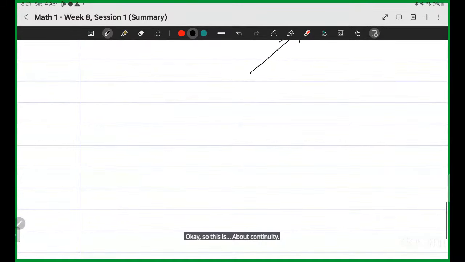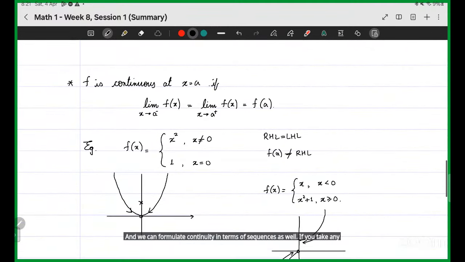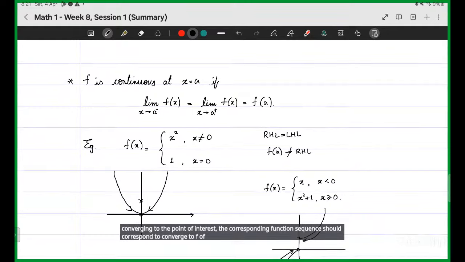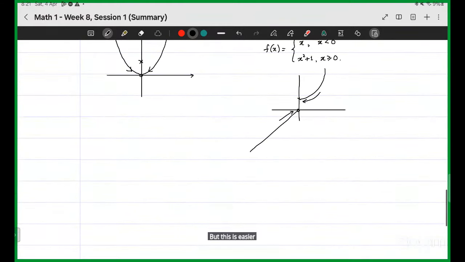And we can formulate continuity in terms of sequences as well. If you take any sequence converging to the point of interest, the corresponding function sequence should converge to f of that. But this is easier to understand, so we'll leave it at that.